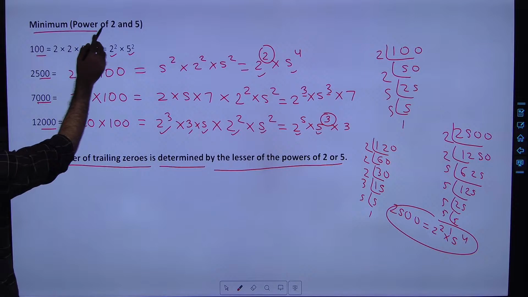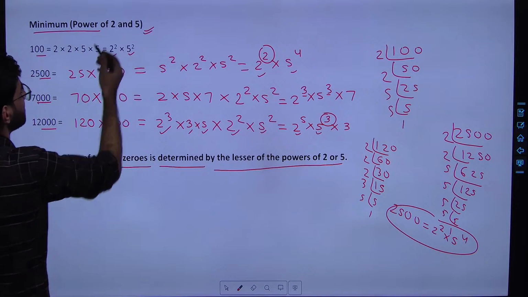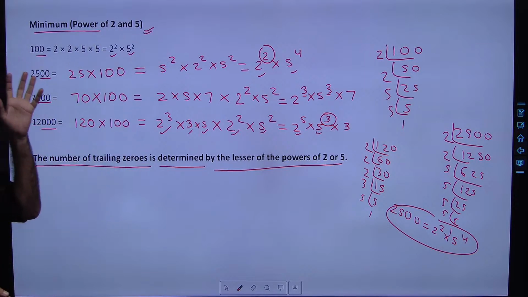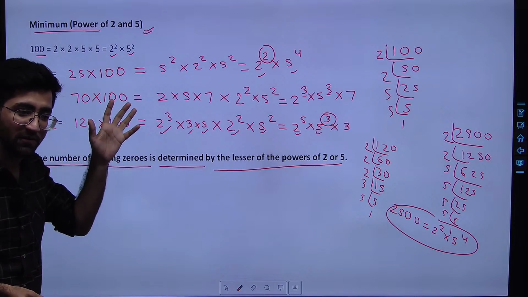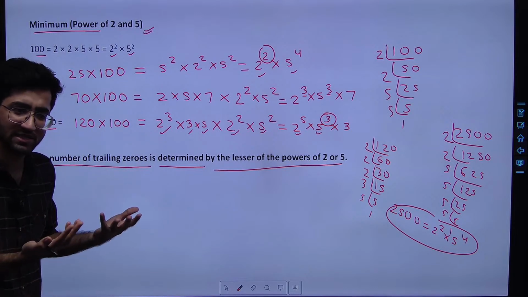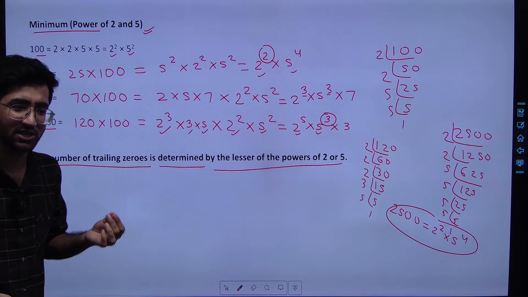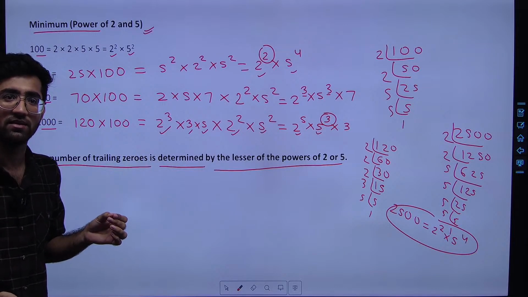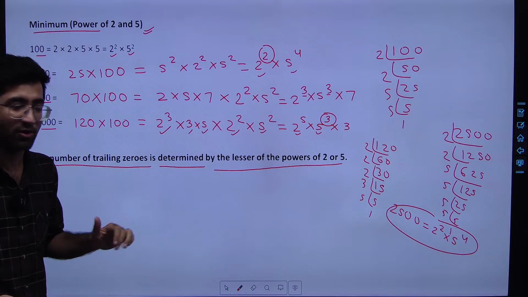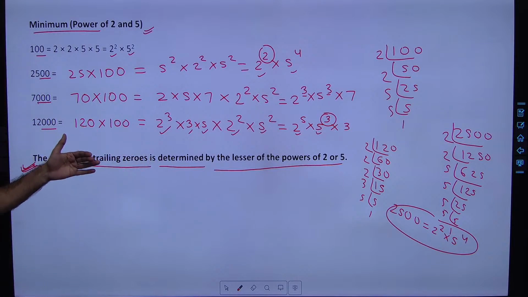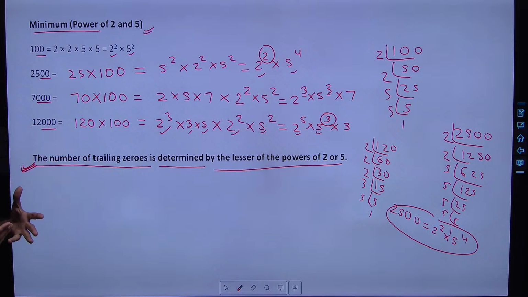Or you can also note this line, that minimum means you have to take the minimum of the power of 2 and 5. If luckily the power is the same, you can take that power as the number of trailing zeros, right? Any doubt? Obviously, we will solve many questions related to this concept such that you will be able to apply this concept in those questions.